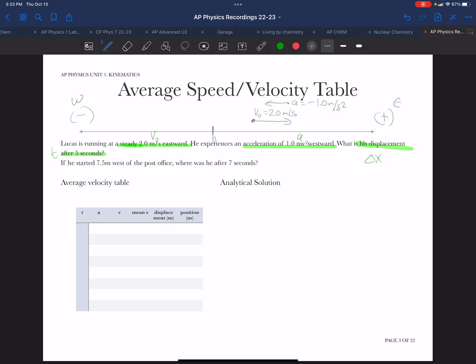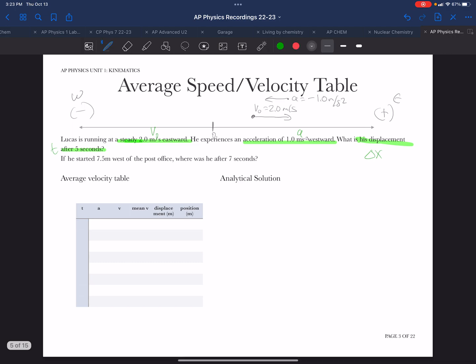Then we want to know what happens after 5 seconds. So we know he is going to slow down as he's going in this direction. He's got a speed of 2 meters per second. He experiences an acceleration in the negative direction, so he's going to slow down. The question of whether he's able to stop, or whether he's able to stop and reverse his direction, remains to be seen in the problem. So let's investigate this with an average velocity table.